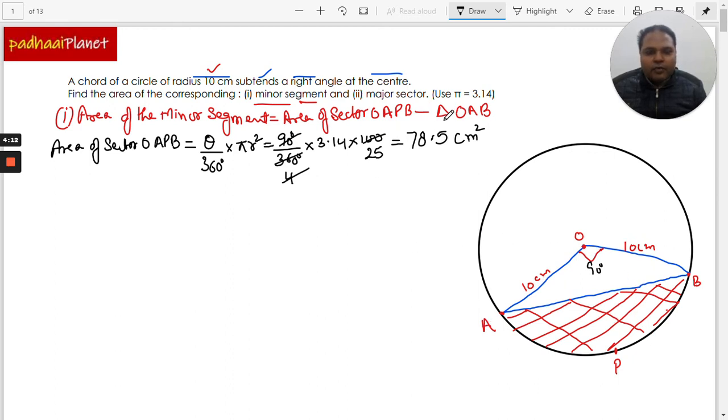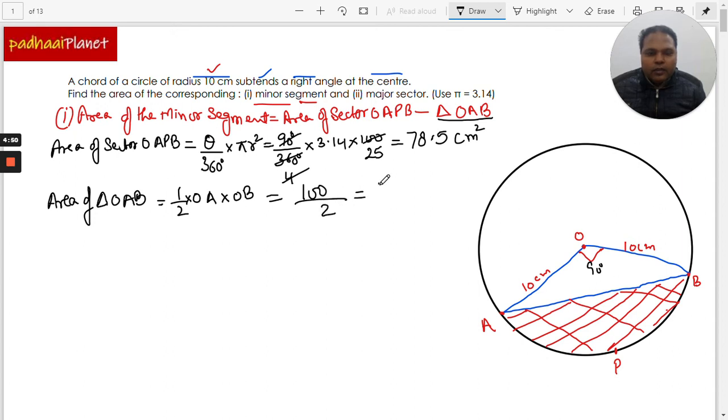And now we will find out the area of triangle OAB. So the area of triangle OAB is equal to half into base into height. So OA is the base, and then the height will be OB. So that makes it 100 upon 2, and that's like 50 square centimeter, right?